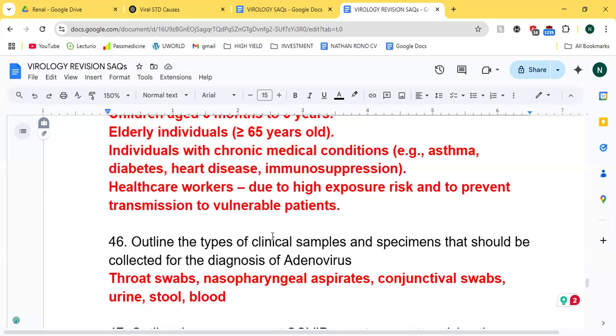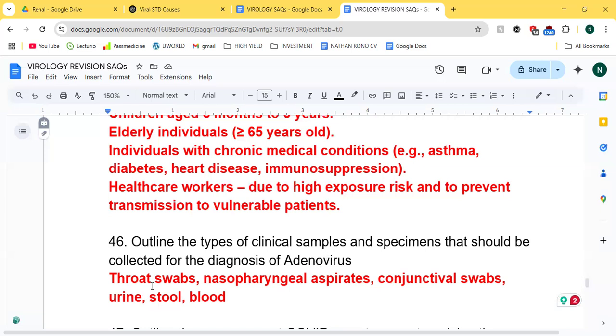Okay. And then for the adenovirus, remember I said it affects multiple systems. So throat swabs, nasopharyngeal aspirates, conjunctival swabs because it causes conjunctivitis, urine, stool, blood. As I said, and I repeat, blood should be your first answer. So stool is because it causes gastroenteritis. These throat swabs and nasopharyngeal aspirates are because it causes pneumonia and pharyngitis, basically sore throat.